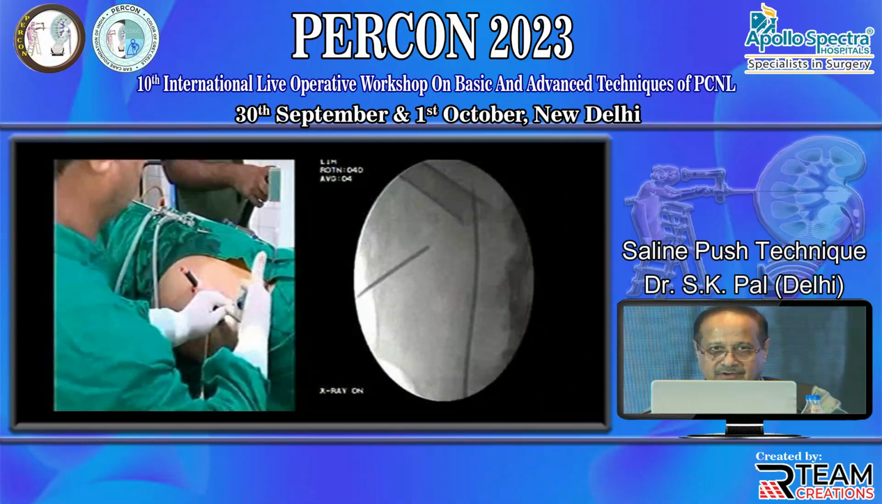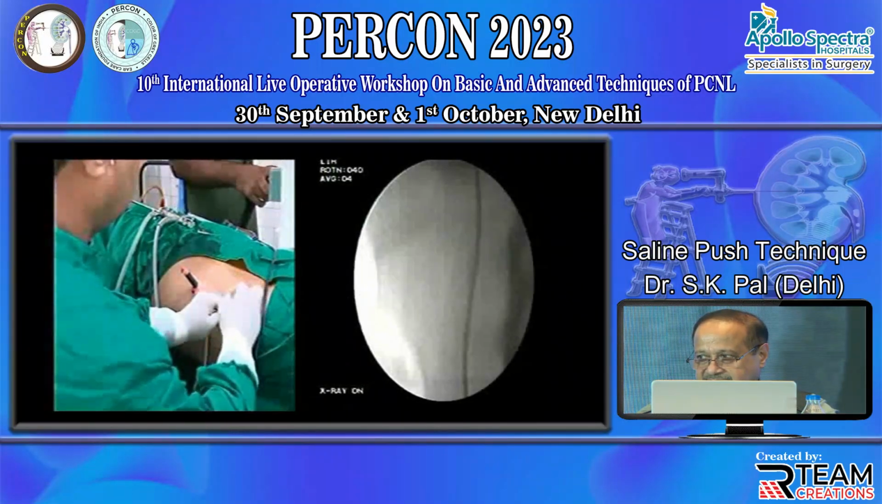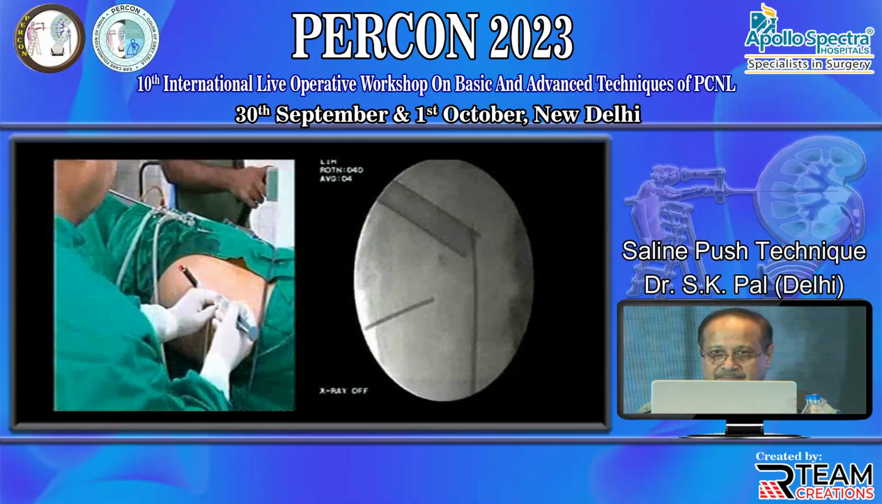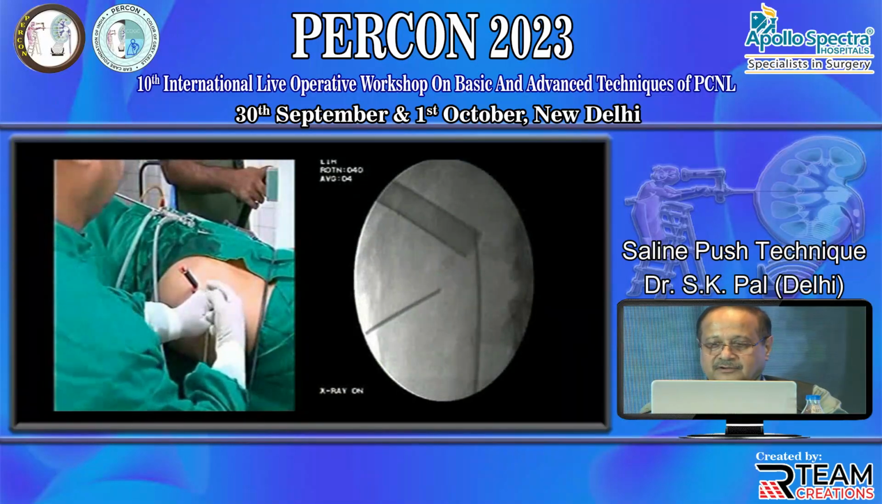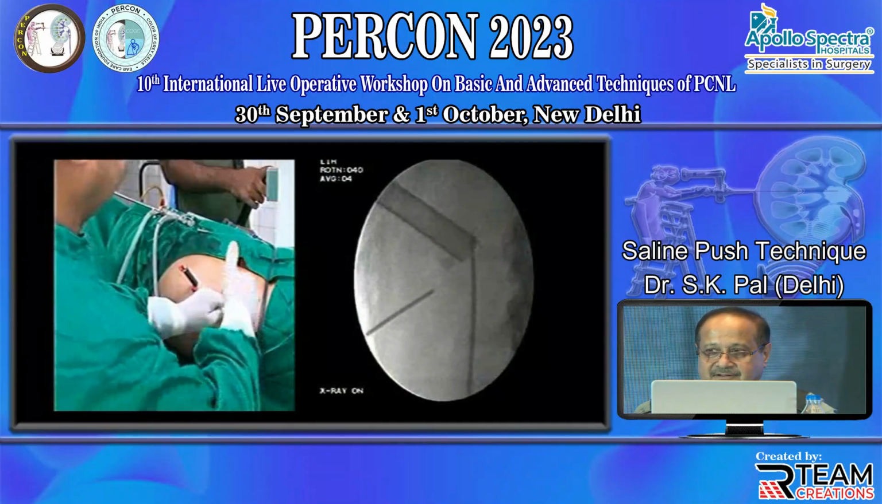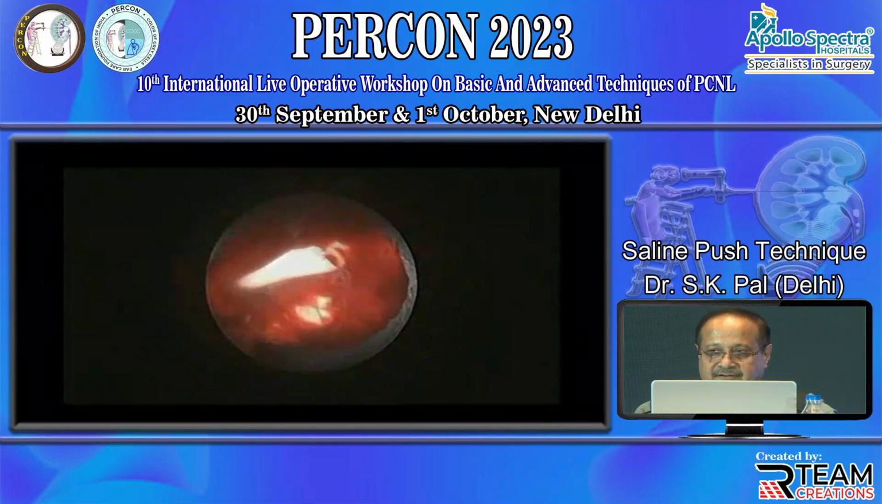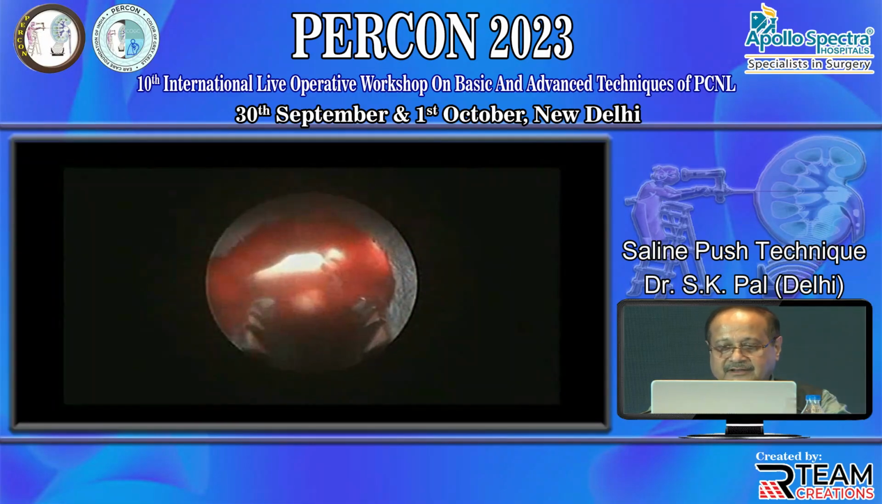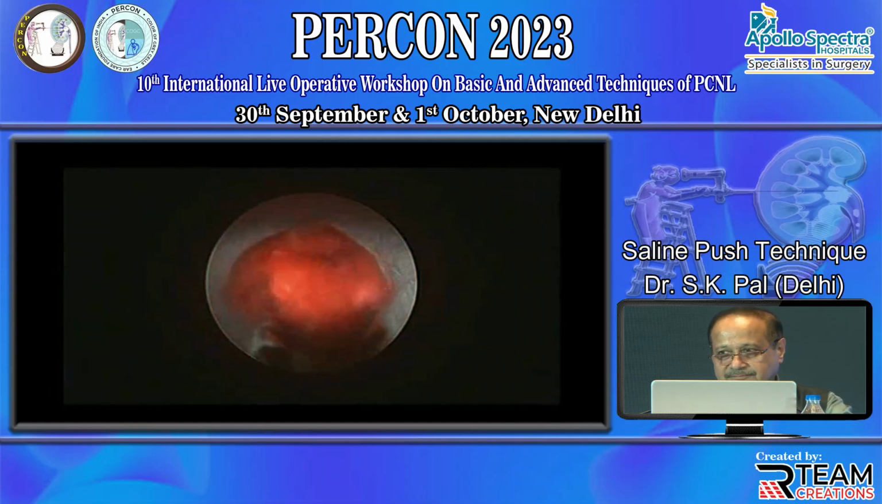The stone is moving towards, because water comes out through the least resistance passage. So it is moving towards your Amplatz sheath. 2 or 3 good saline pushes, and this will come in front, and then when you see inside, the stone is hidden behind the clots and everything can be picked up and removed.